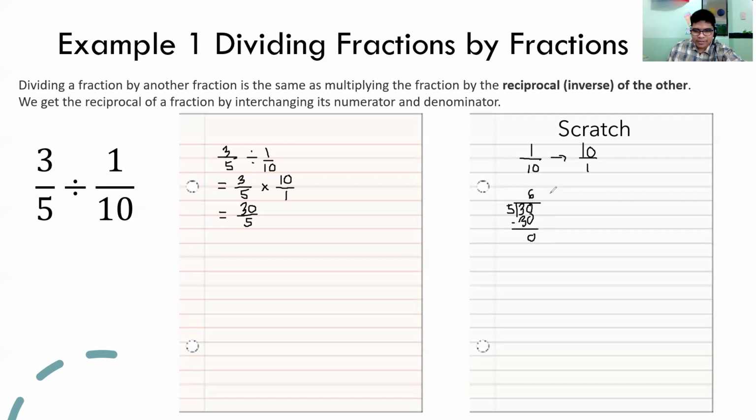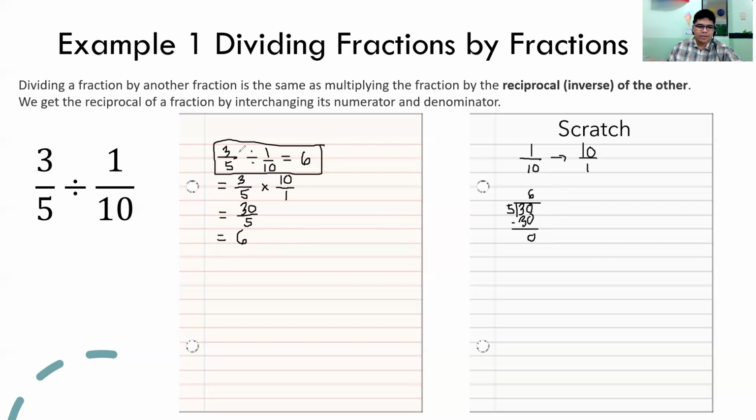6 times 5 is 30. So 30 divided by 5 is equal to 6. So the answer here is 6. Okay. So 3/5 divided by 1/10 is going to be 6. That's our answer. Okay, so what did we do there?